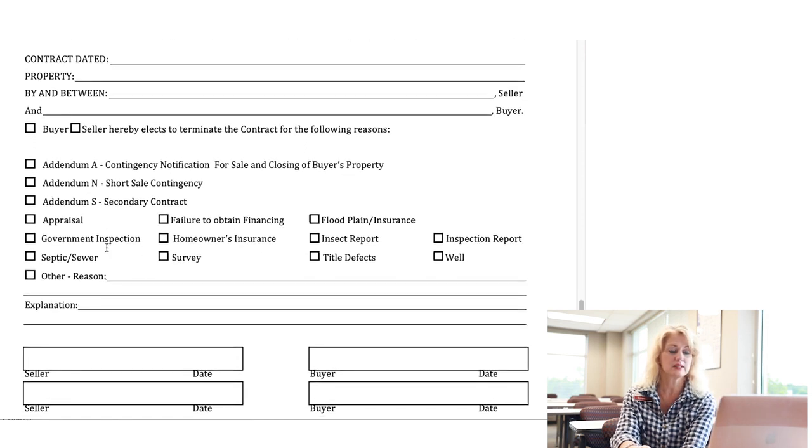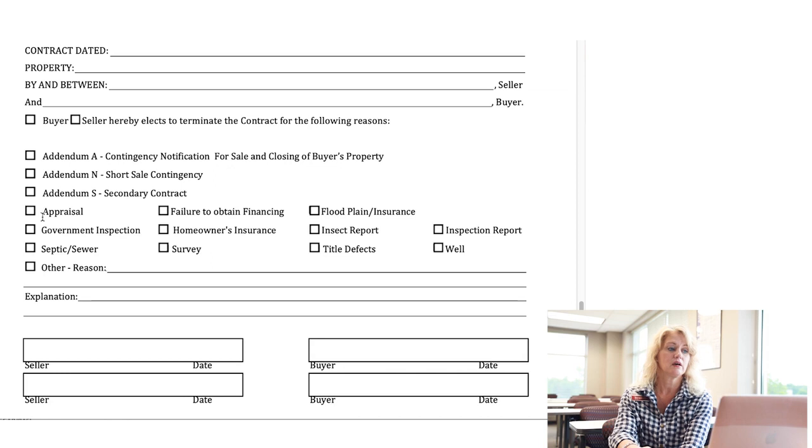So the reasons included herein are the Addendum A, the contingency notification for sale and closing of buyer's property. You would want to identify that the buyer's property did not sell, so the contingency cannot be met, so the buyer cannot pursue the purchase of the property without the sale of their home. So you would mark Addendum A, your buyers would sign and date, and you as the buyer's agent would present it to the listing agent.